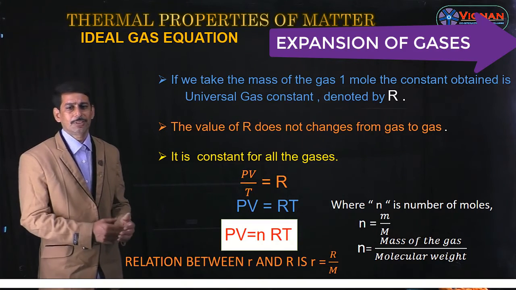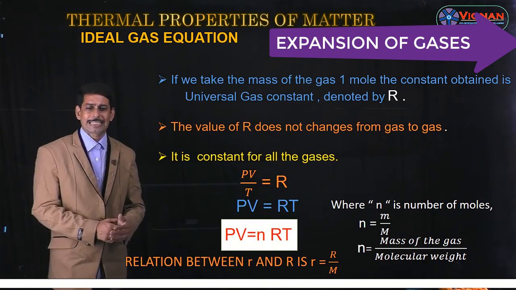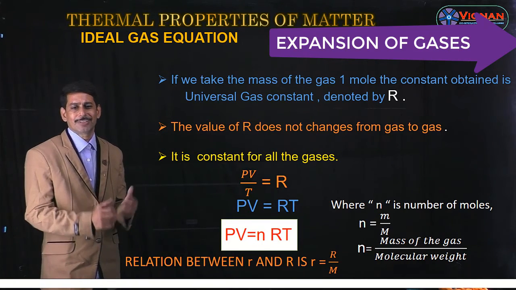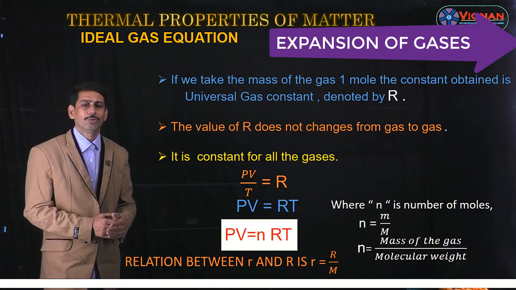So this is about the ideal gas equation. So what is the ideal gas equation? PV is equal to nRT is one of the forms, or you can write P1V1 by T1 is equal to P2V2 by T2.